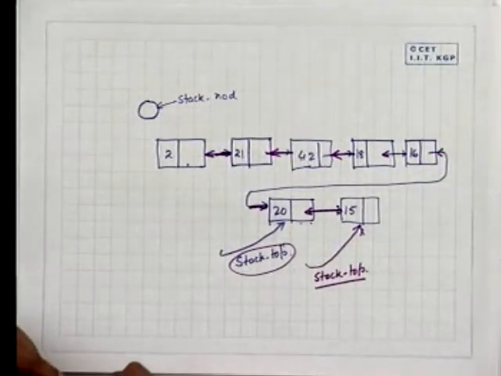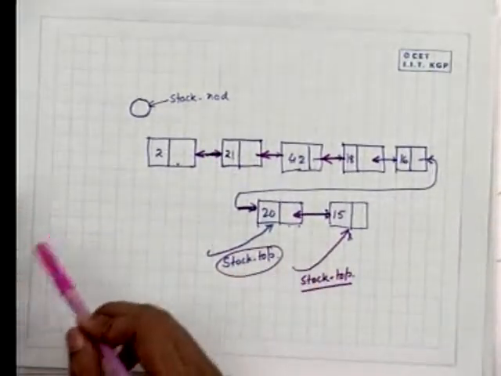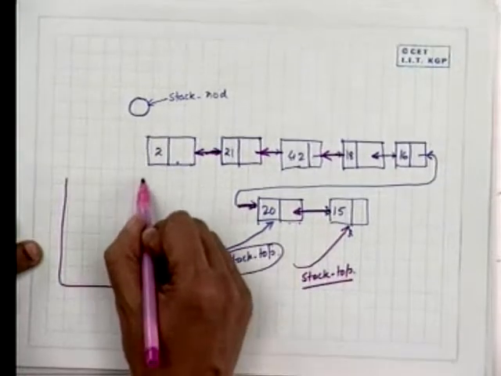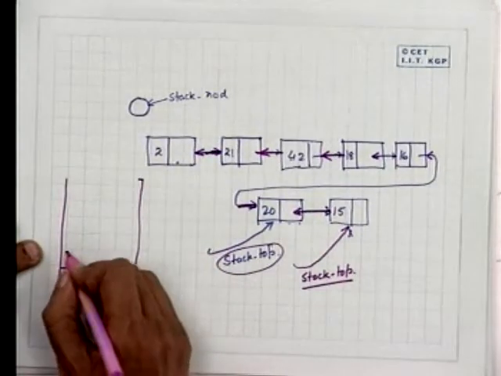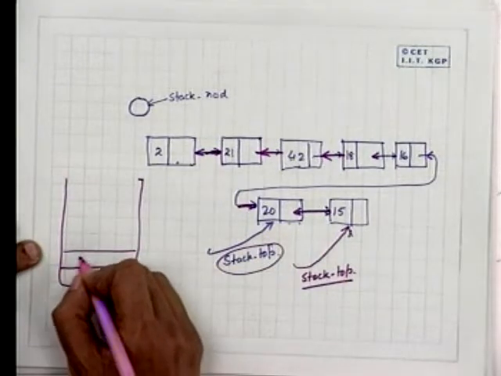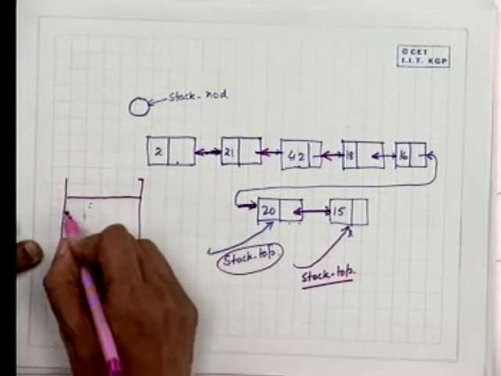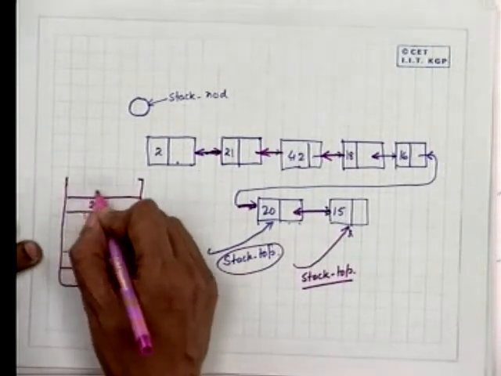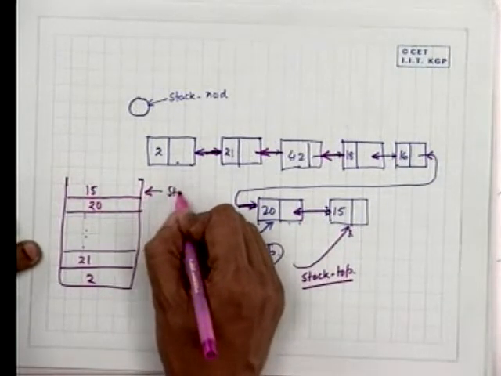So this is one way we can look at it. We have the top of the stack. If you look at it vertically, the stack is still like this. This is the lowest element, which is 2, above which we have placed 21, and so on. It can grow as long as you like, and at this moment you have 20 here, and then you are storing the 15 at the top. So this is the stack top.